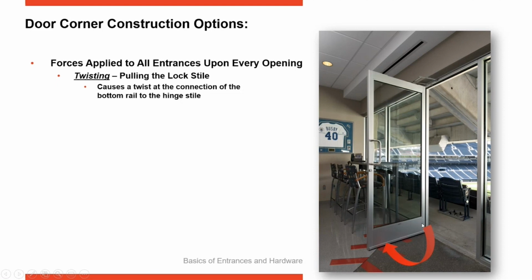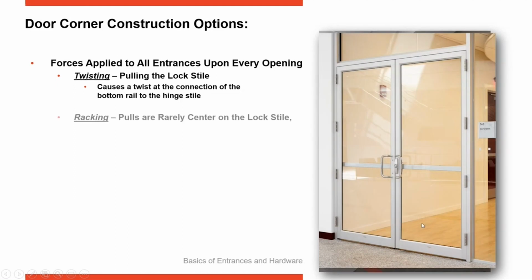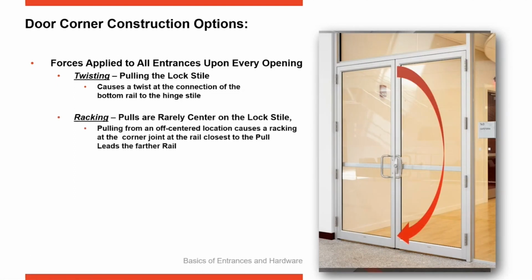The second force is called racking. Since your hardware, your pull, is not centered in the door, it's typically going to be below the center line. As you pull a door, you start to pull the bottom out first, with the top then following it. That causes racking. So again, every time you open a door, two forces of twisting and racking are applied to your joints where your rails are attached to the vertical stiles. So the construction of that corner connection is very important because it has to hold up to twisting and racking.